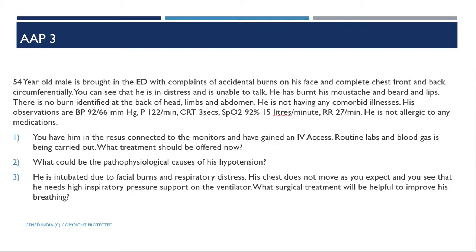Routine labs are carried out. What treatment should be offered? I will definitely start with fluids. I will give IV 0.9% normal saline, 20 ml per kg body weight, or as per the Parkland formula. IV morphine 2.5 to 5 milligrams, and IV paracetamol 1 gram. What could be the pathophysiological cause of his hypotension? We'll look into it. He's intubated. Now if you can't see good chest rise, what you'll do is escharotomy. It's not fasciotomy, it's escharotomy.